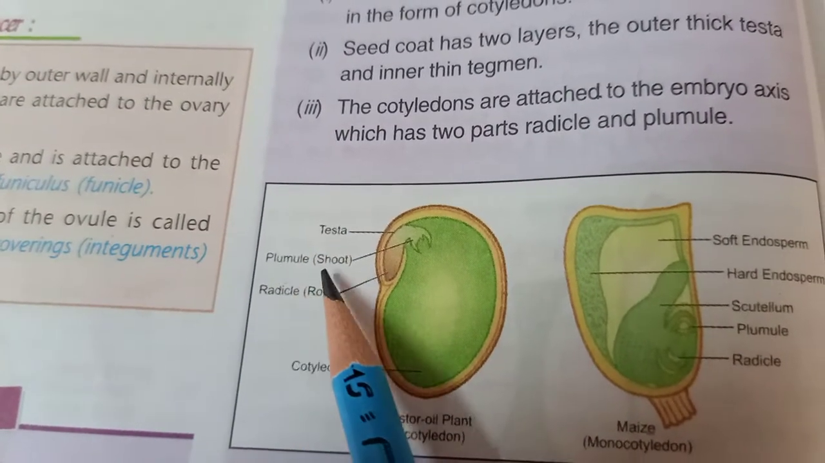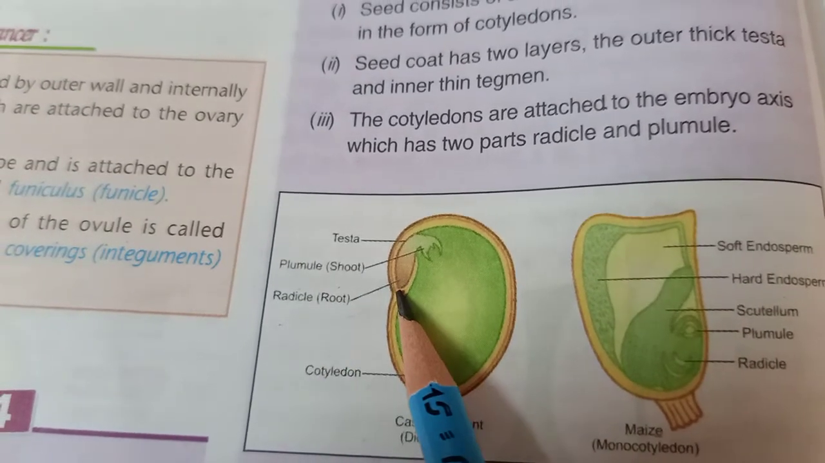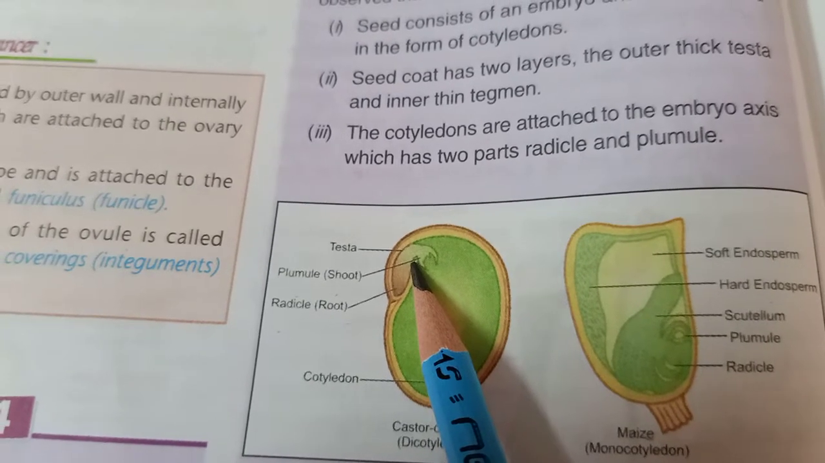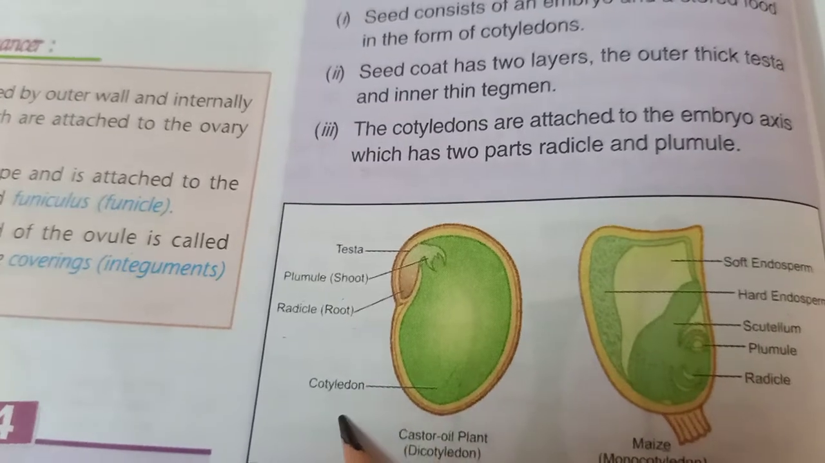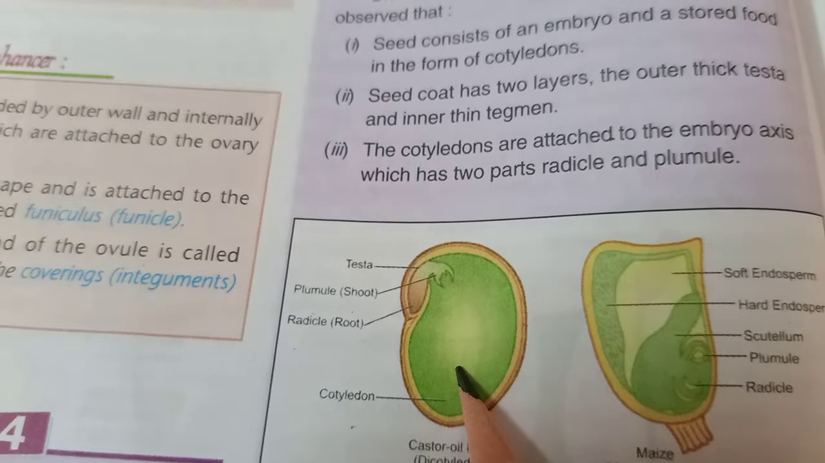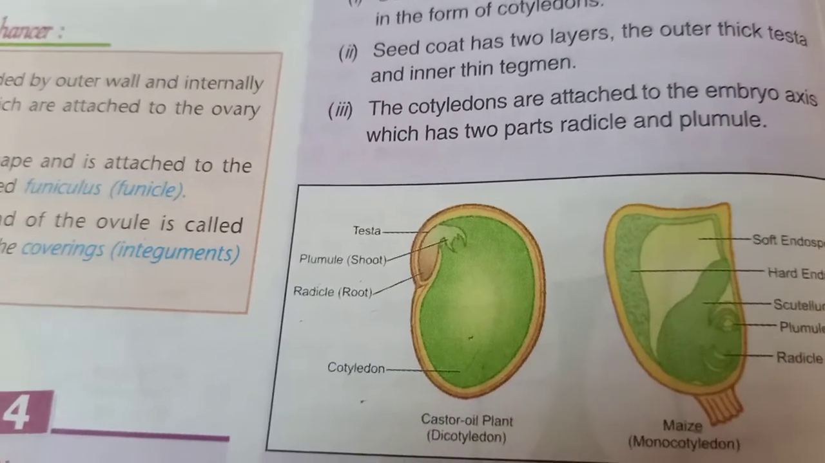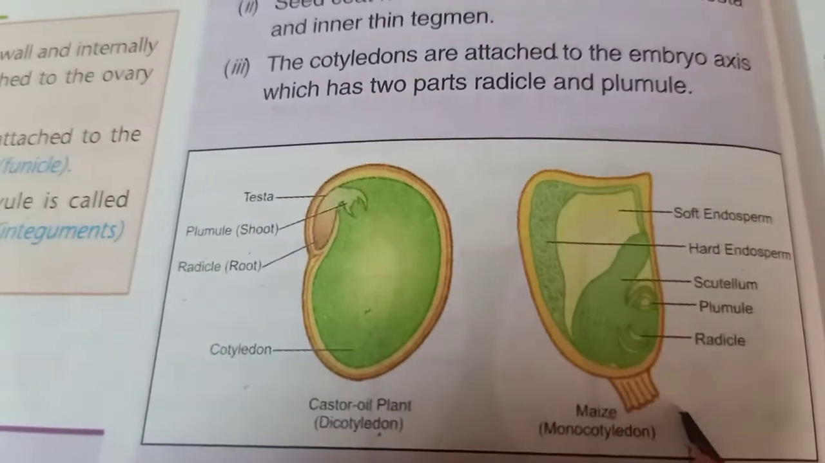Then plumule is the new shoot, and the radicle is the new root. Here you can see the root as well as the shoot in the dicot seed, and this whole swollen part is known as cotyledon, and the function of cotyledon is that it stores the food for the new plant. So this is the diagram of dicot seed.